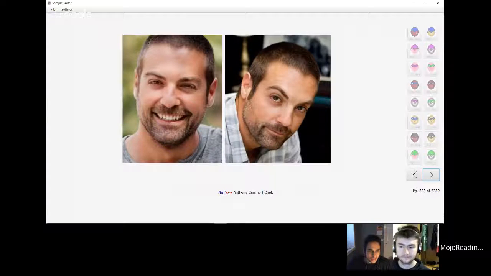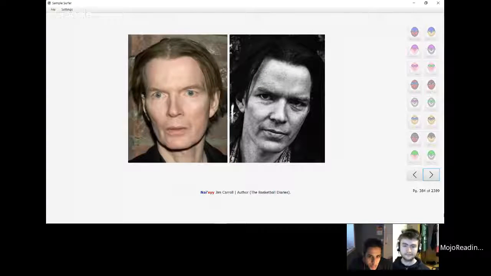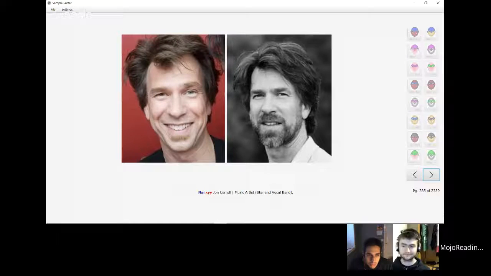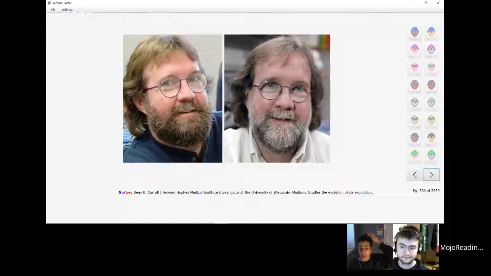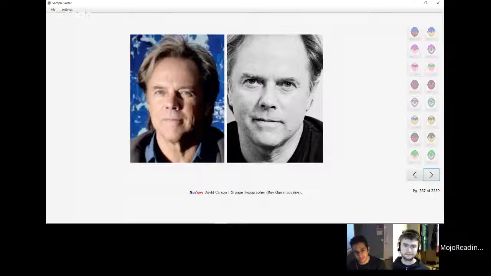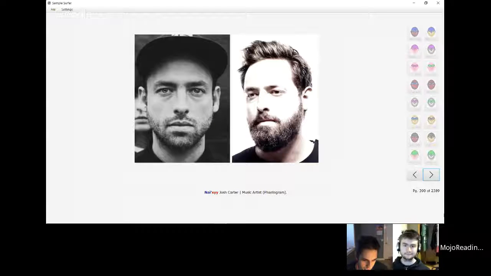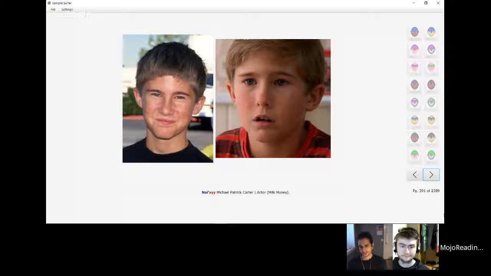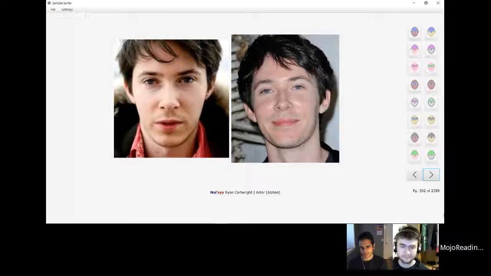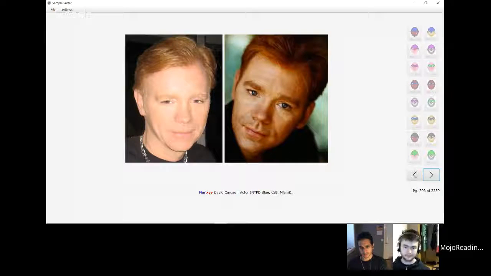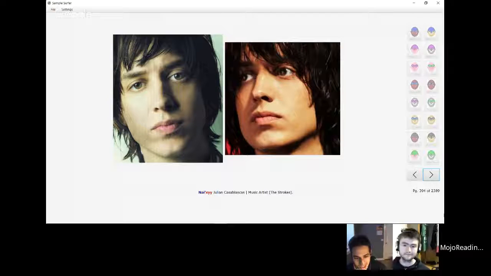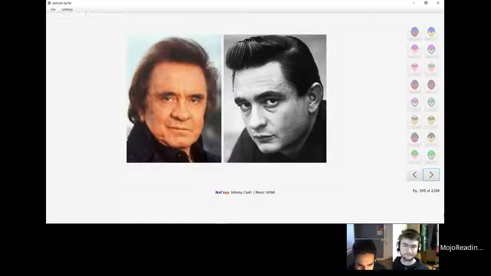Naiji Anthony Carino. Naiji Jim Carroll. Najee John Carroll. Naiji Sean B. Carroll. Naiji David Carson. Naiji Johnny Carson. Naiji Jason Carter. Naiji Josh Carter. Naiji Michael Patrick Carter. Naiji Ryan Cartwright. Naiji David Caruso. Naiji Julian Casablancas. Naiji Johnny Cash.